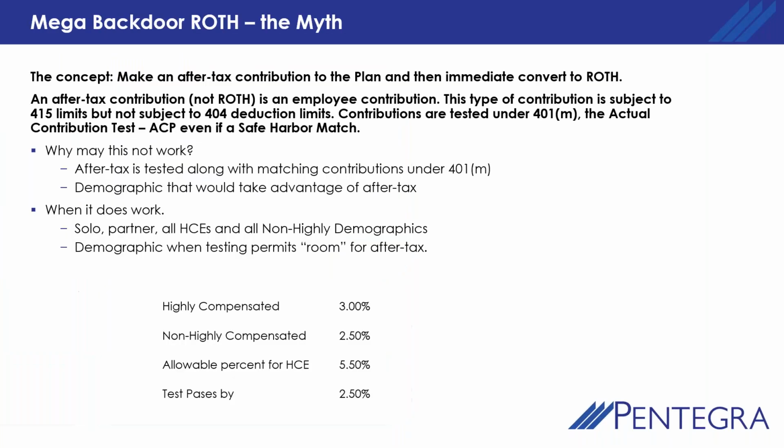So the first topic is the mega backdoor Roth. So probably about 5 or 6 years ago, I believe it was the Wall Street Journal, they came out with an article and they were talking about this huge tax loop where you could make an after-tax contribution to the plan and immediately convert that to Roth.